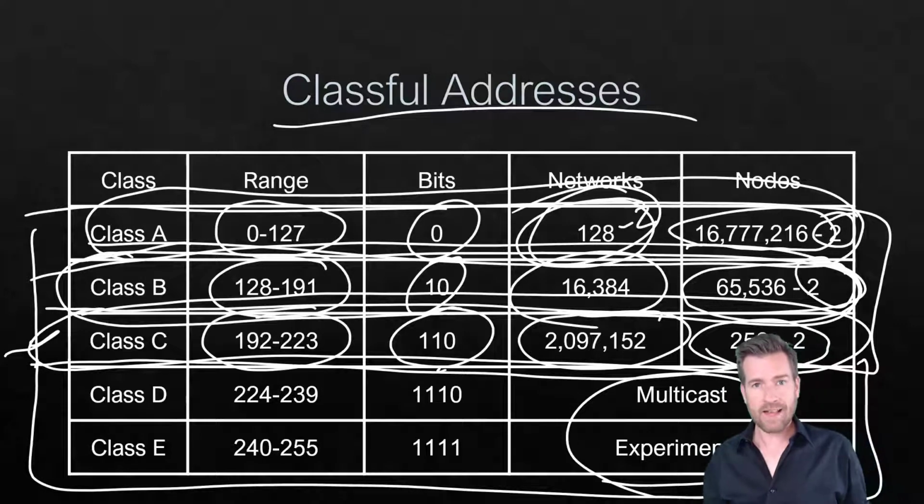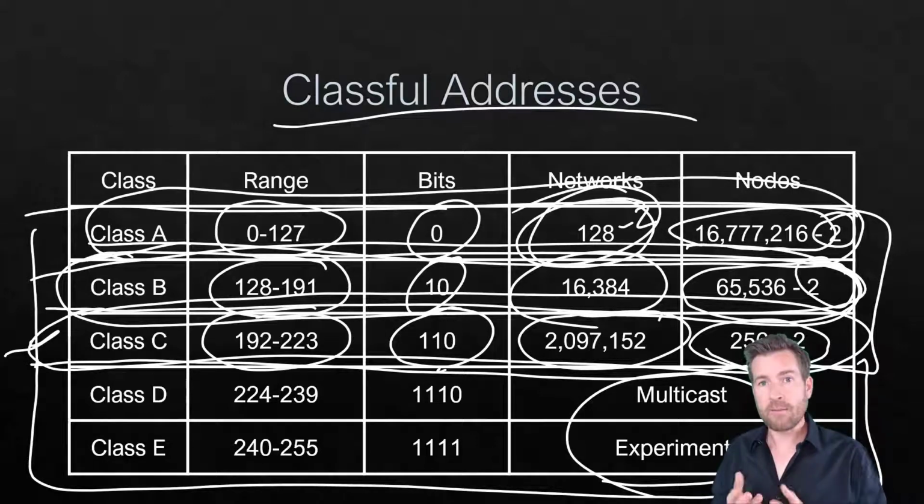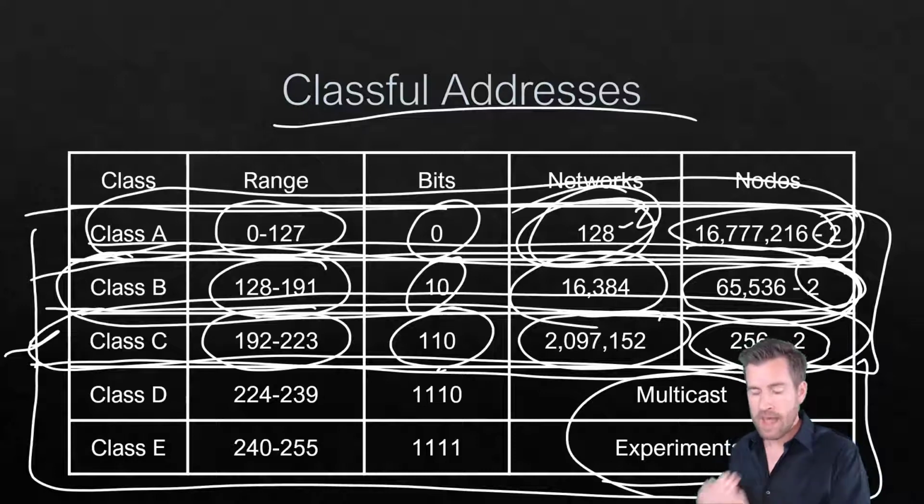So this is the classful system, how the classful system's broken down, the different ranges of the first octet that we have represented in there, how many networks there are possible with those, and the number of nodes that are possible with each one of those.